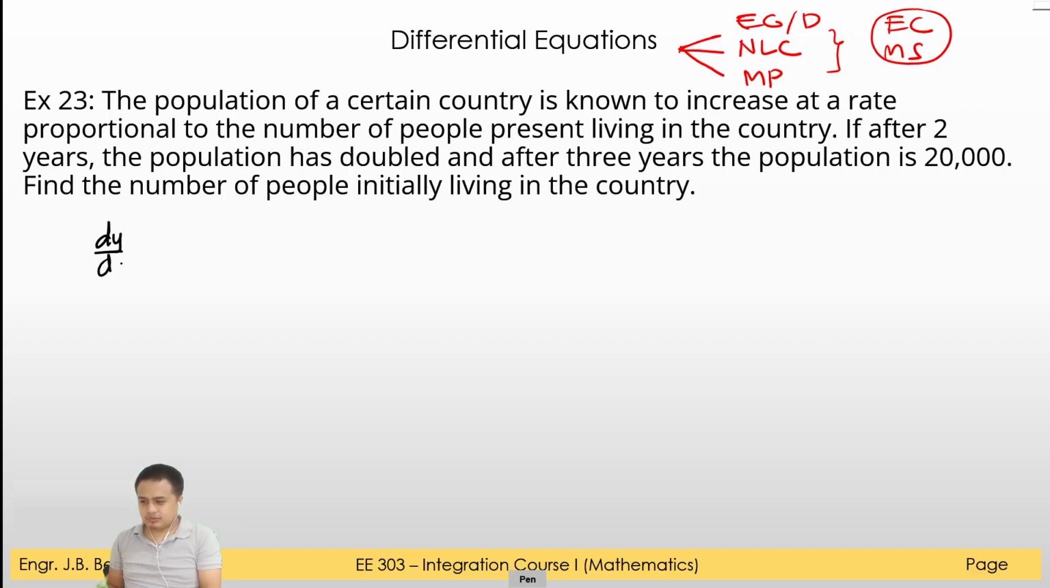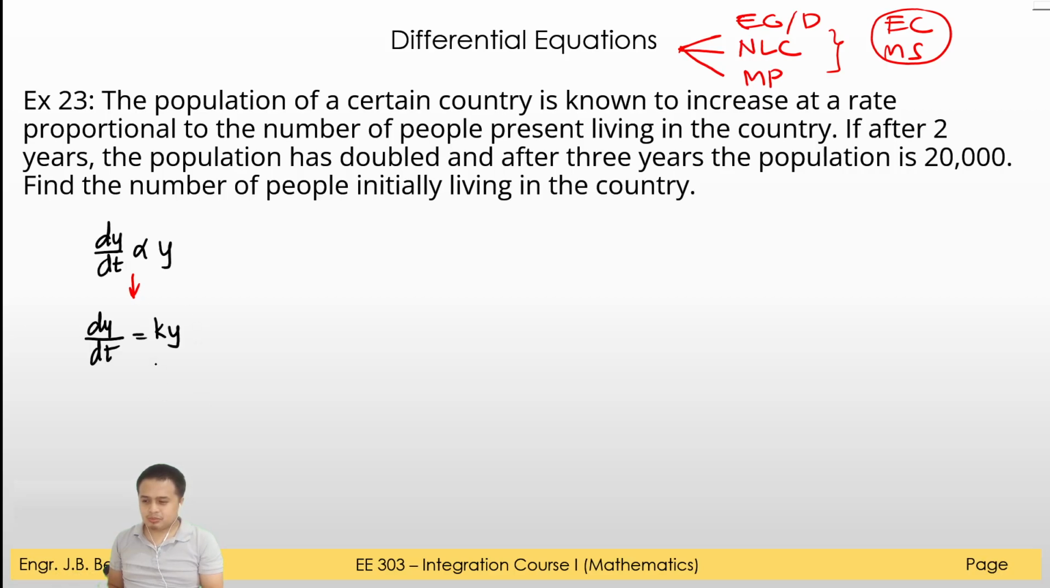We have a function of time that is proportional to y. So if you simplify this, regarding proportionality, you can say that dy over dt is equal to ky. If after 2 years the population has doubled, before we do that, we can solve this differential equation, right? This is variable separable.